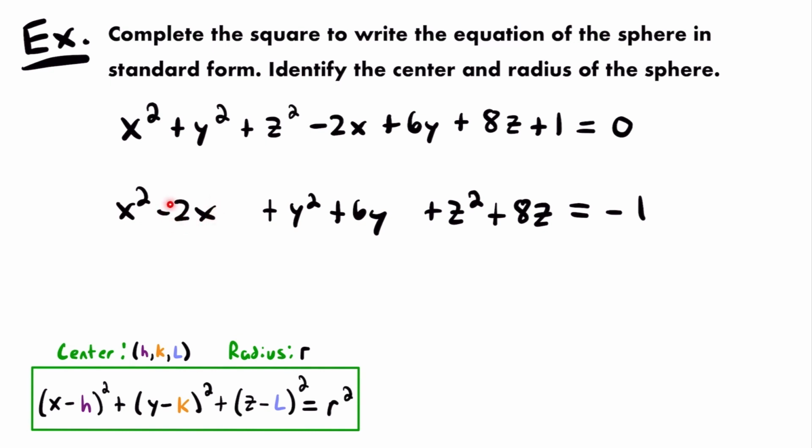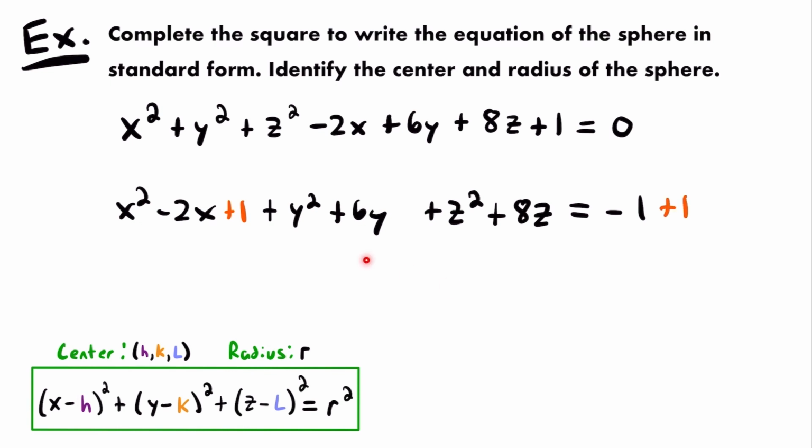We're going to divide that by 2. Negative 2 divided by 2 is negative 1. And then square that. Negative 1 squared is positive 1. So we're going to add positive 1 to both sides of the equation. So we'll add that over there as well.